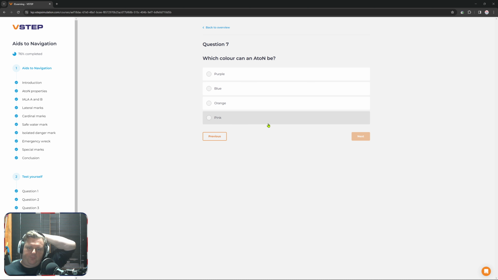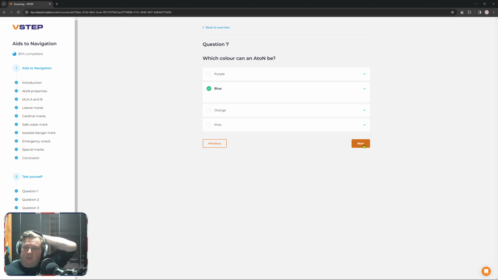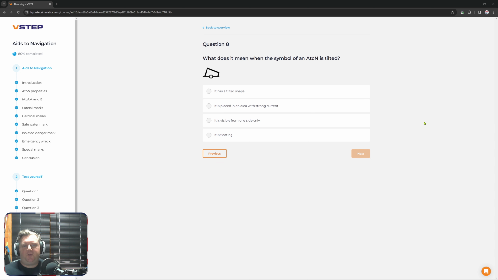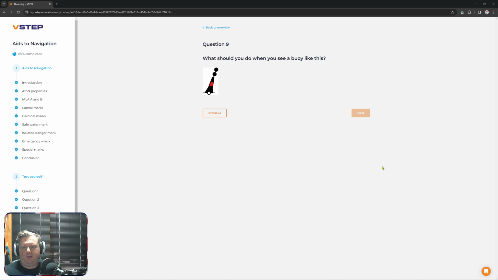Crikey. So, I don't think it's pink. I don't think it's orange. I don't think it's purple. So maybe it's blue? What does it mean when the symbol of an AtoN is tilted? It means it's floating. Yeah.